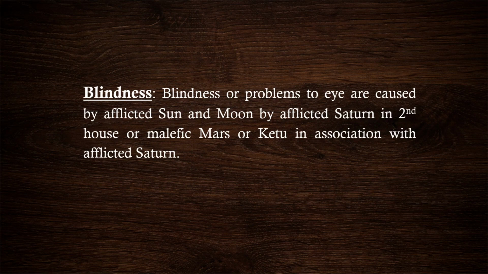Blindness. Blindness or problems to the eye are caused by afflicted Sun and Moon, by afflicted Saturn in the second house, or malefic Mars or Ketu in association with afflicted Saturn.